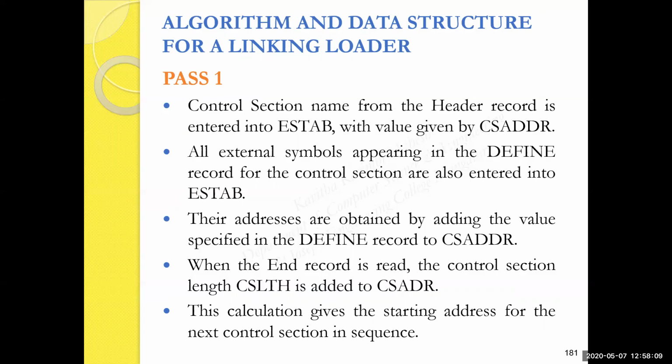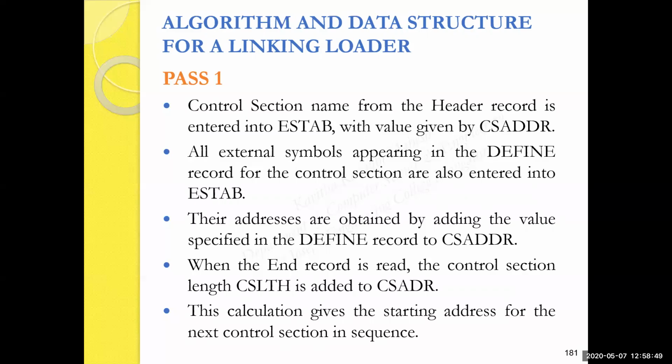Likewise, all external symbols that appear in the define record for a control section are also entered into the external symbol table, and their values are available. The relative values of external symbols are available in the define record. So the actual values or addresses of external symbols in the define record are obtained by adding the control section address to the value in the define record.